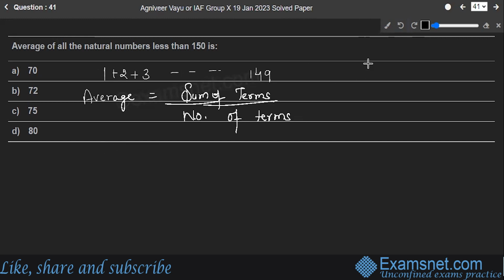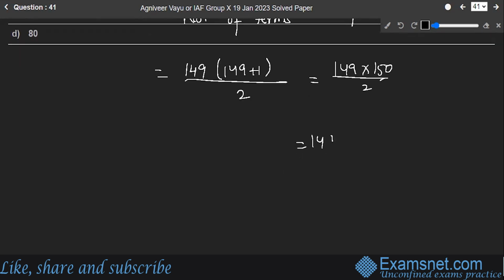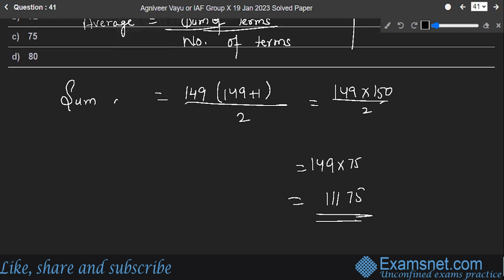Now, because we are talking about the natural number sum, the general formula for the sum is n into n plus 1 upon 2. Here, n is 149. So this is equal to 149 into 149 plus 1 upon 2, which is 149 into 150 upon 2, which is 149 into 75, which is 11175. That's the sum of the numbers.